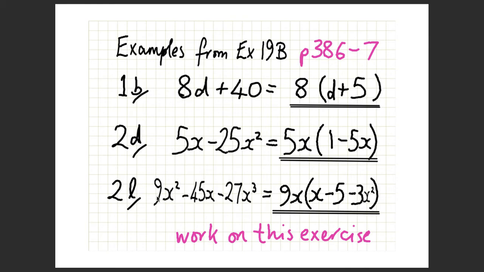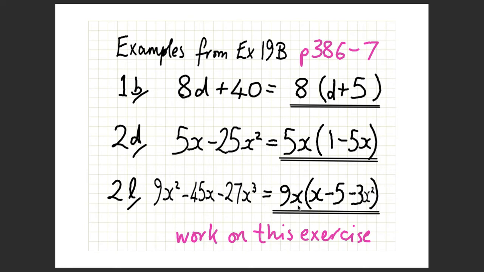Okay, the next one, 9x squared minus 45x minus 27x cubed. I've got a mixture of x's and numbers there. 9 and 45 and 27 can all be divided by 9, so I can take a 9 outside the brackets. And then x squared, x and x cubed, they can all be divided by x, so I can have an x outside the brackets. So all of these terms can be divided by 9x. Then I'm asking myself the question, what do I need inside the bracket so that when I multiply it by the 9x, I get the thing I started with.